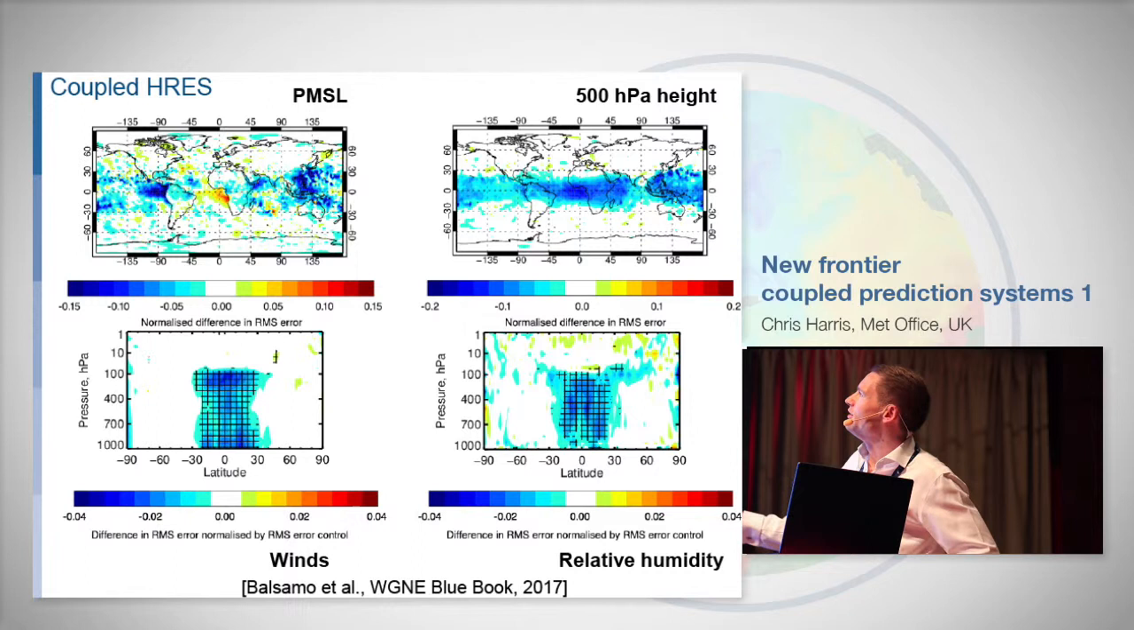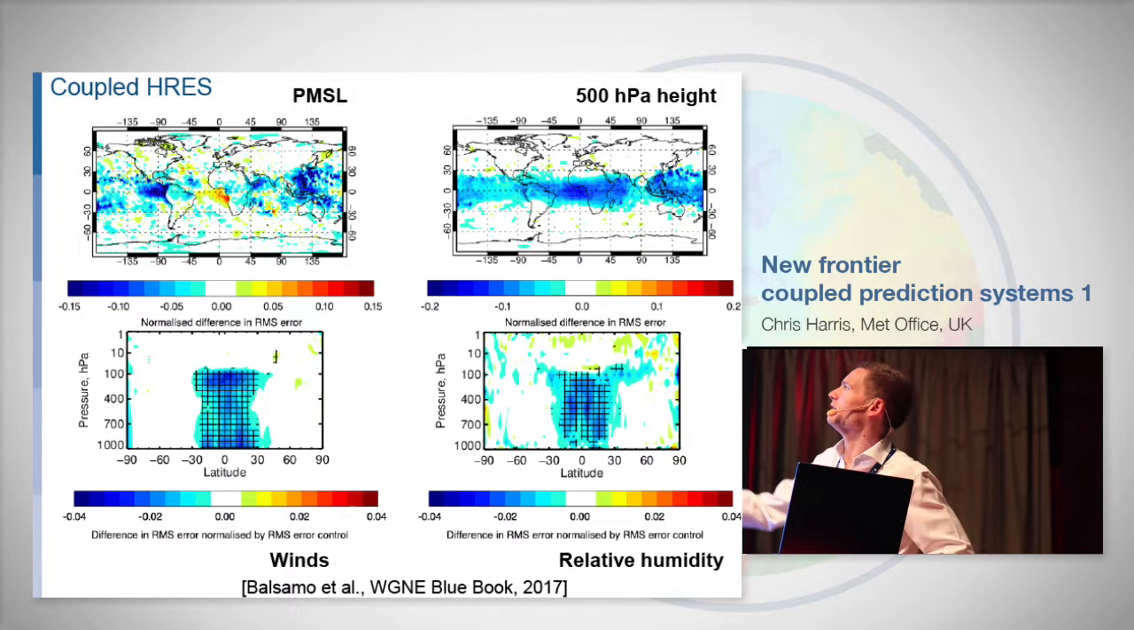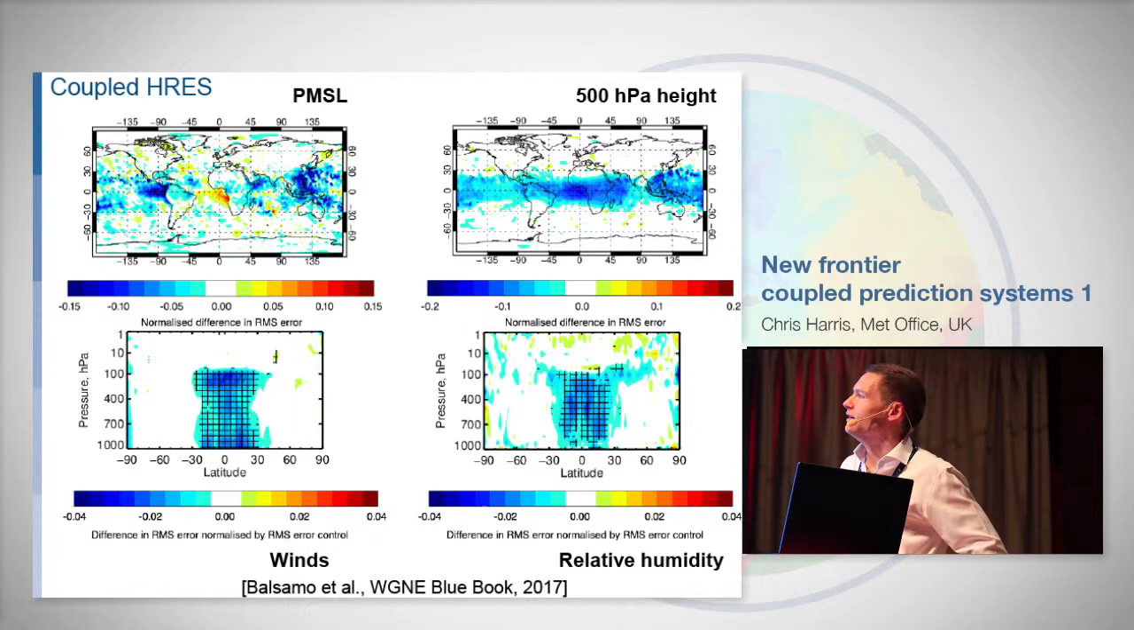And unsurprisingly, you see most of the differences are in the tropics because that's where they're doing this full coupling, and outside they're doing the partial coupling. But anywhere where it's blue, you're seeing a reduction in the normalized RMS error compared to the high resolution system. So you've got the surface pressure on the left, 500 hectopascal height on the right. And then these are winds and relative humidity, showing that you get smaller reductions. I think these are at day five or something.